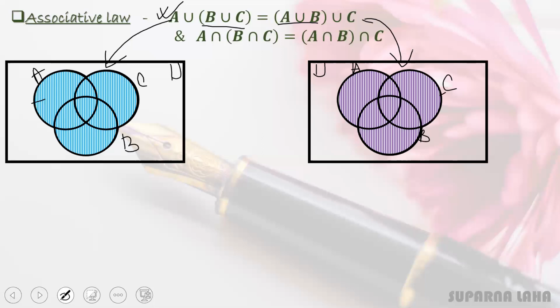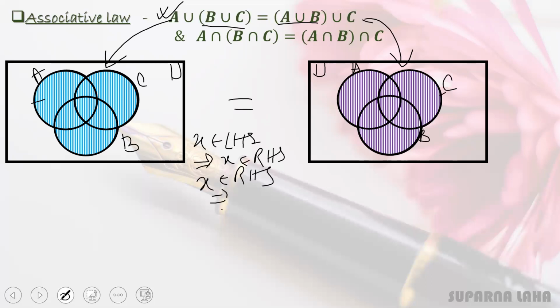Now let's prove it by the mathematical expression. This LHS equal to RHS. First, for proving this type of thing, what you have to do, firstly you have to take an element in LHS, then you have to show it is present in RHS, and then you need to take an element in RHS and then you need to show it is present in LHS.